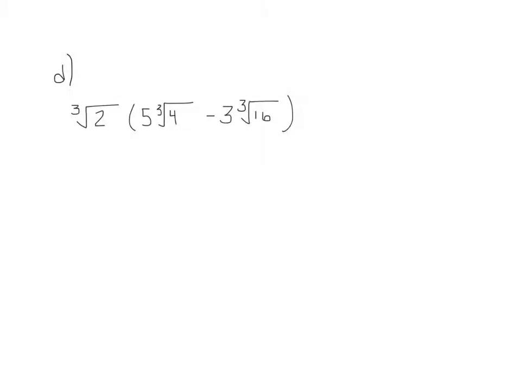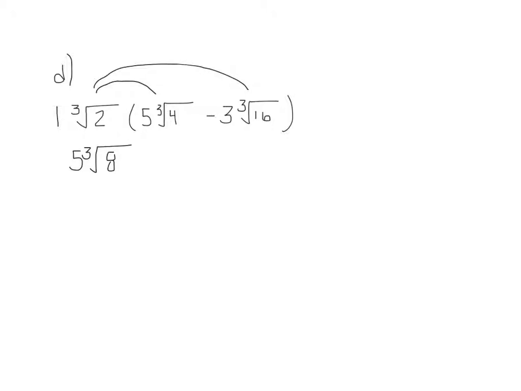So here in part D of example 2, we have to start in the very same manner. We have to distribute the cube root 2 to both terms. So when I multiply the cube root 2 by the 5 cube root 4, I have a 1 in front of this cube root, so 1 times 5 is 5. And then cube root 2 times cube root 4 is cube root 8.